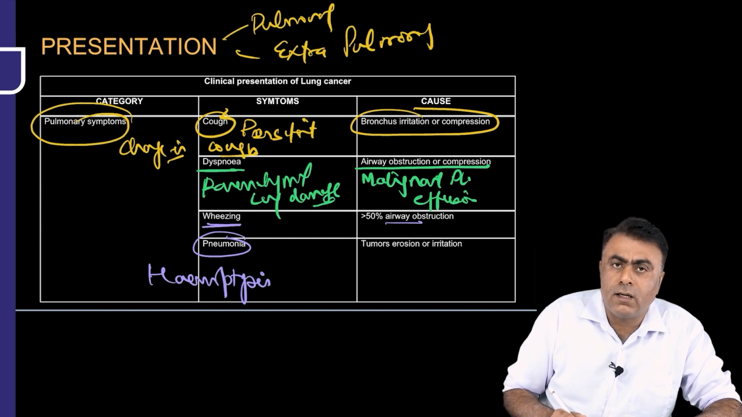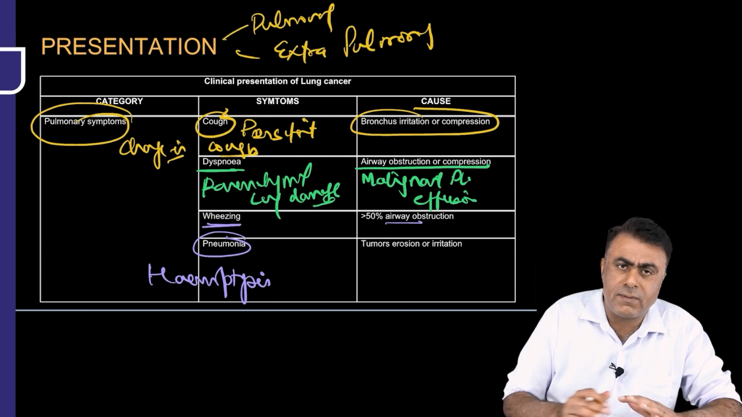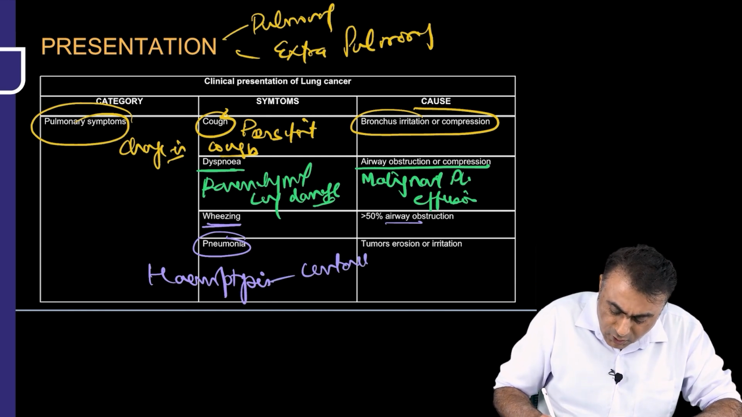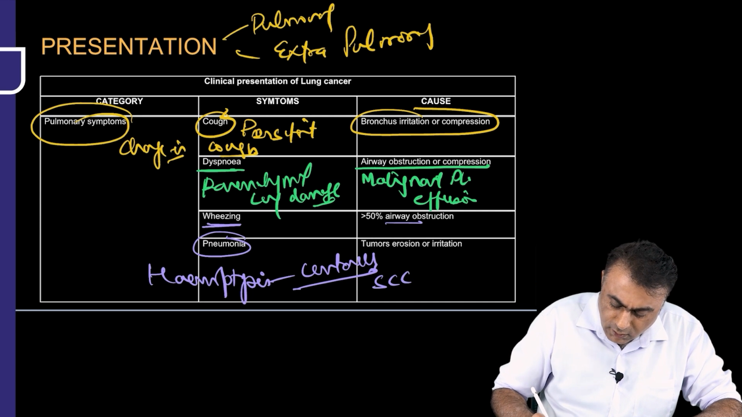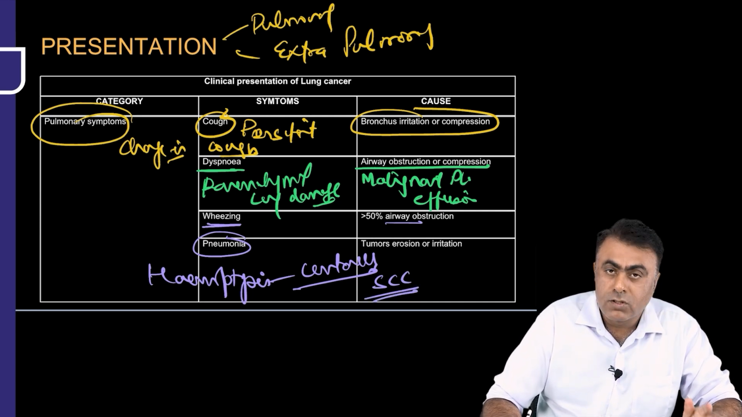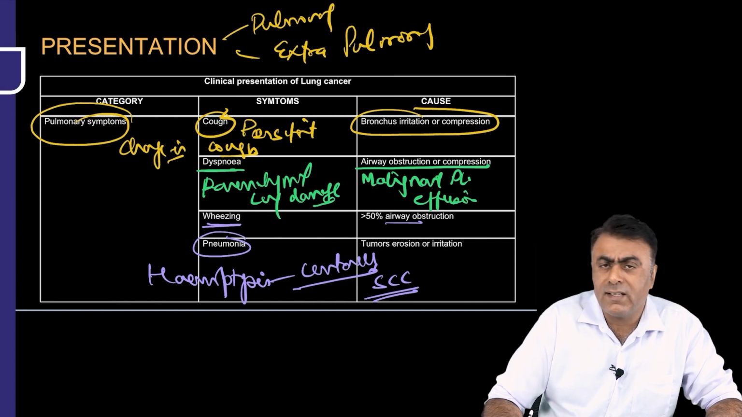Less than 50% of patients may present with hemoptysis, but it is always seen more commonly in the centrally located tumors. And we have seen that squamous cell cancers more commonly present with early hemoptysis. So these are the pulmonary symptoms with which a patient of carcinoma lung can present.